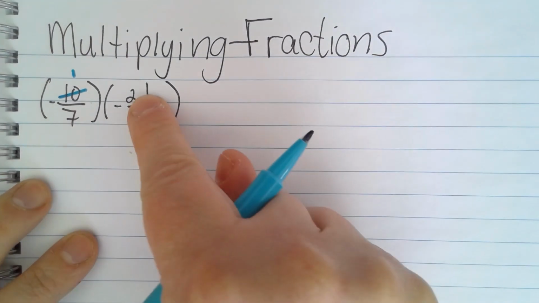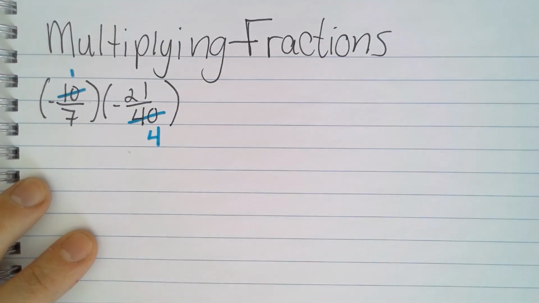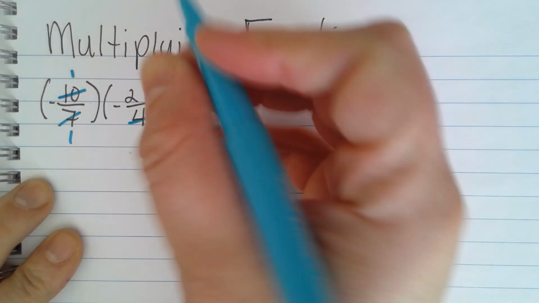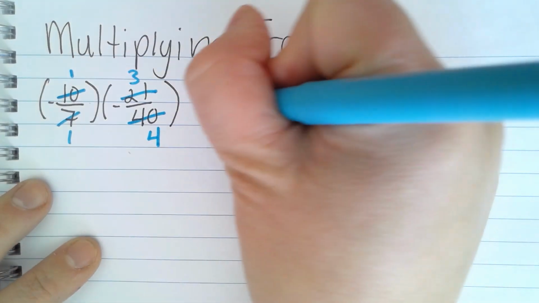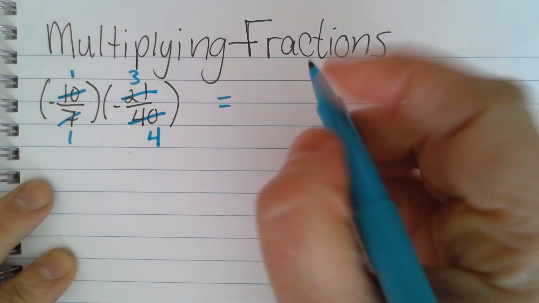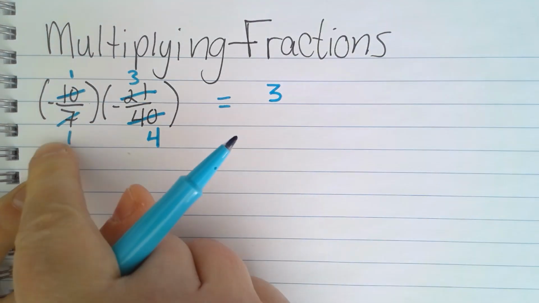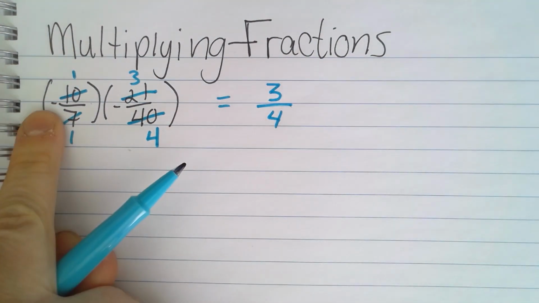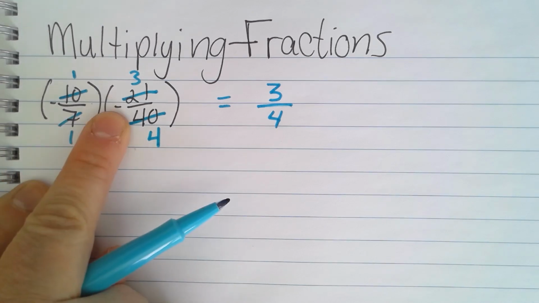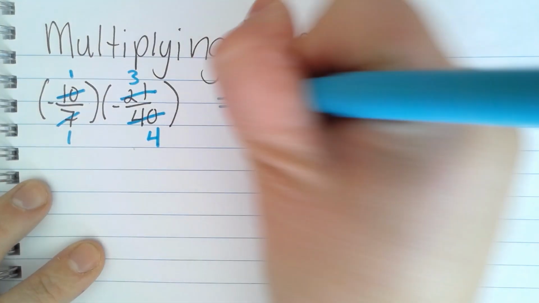And I have 7 and 21. And yeah, there is a common factor here. We have a 7 that goes into both. So 7 divided by 7 is 1, and 21 divided by 7 is 3. So looking at my numbers here, I'm going to have 1 times 3 and 1 times 4. And let's just check our signs. We have a negative times a negative, so my answer is going to be positive 3/4.